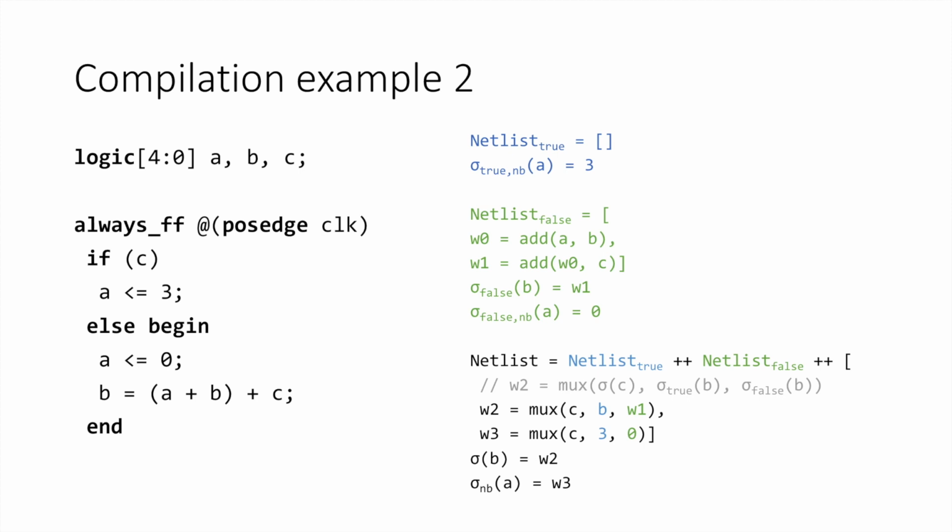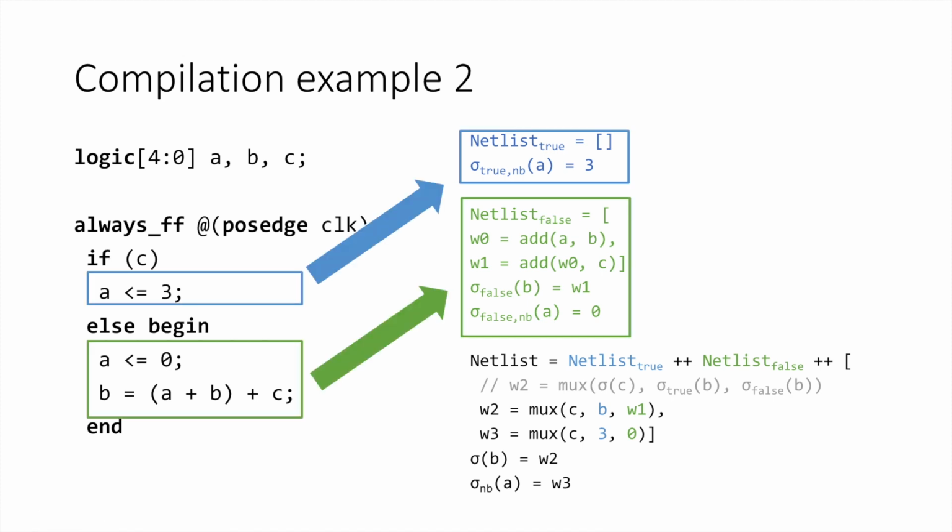And what about if we have if statements in our always block? What do we do then? We first compile both branches such that we get two new netlists and updated sigma maps. And then to merge all of this, we simply do as follows. For the netlist, we simply concatenate the two netlists and then generate some new mux cells to merge the results from the different branches.